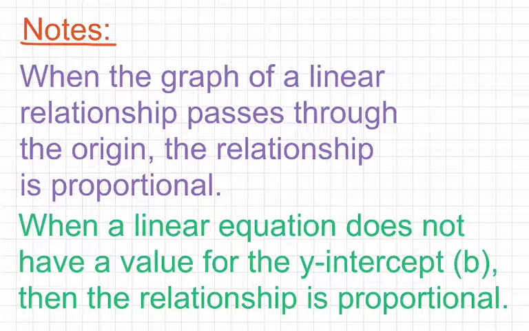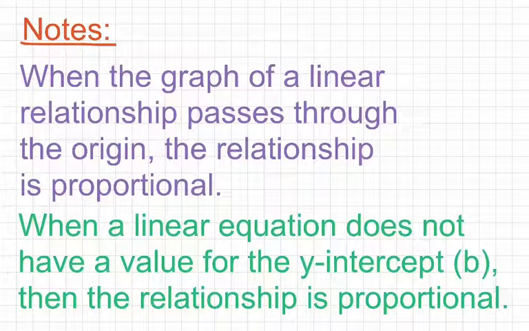So to start, a couple things of note. First note is related to the graph. Second note is related to an equation. So for a graph, when the graph of a linear relationship passes through the origin, the relationship is proportional. So if you have a graph of a line, and that graph passes directly through the origin, through 0, 0, then that relationship is proportional.